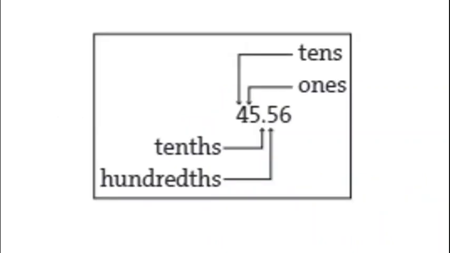If you look at the diagram, we have 45.56. We all know that 4 is our tens, 5 is our ones, and the point is what separates our whole number from the decimal digits. So 5 after the decimal point is our place value tenths, and 6, the last decimal digit, is what we call the place value hundredths.